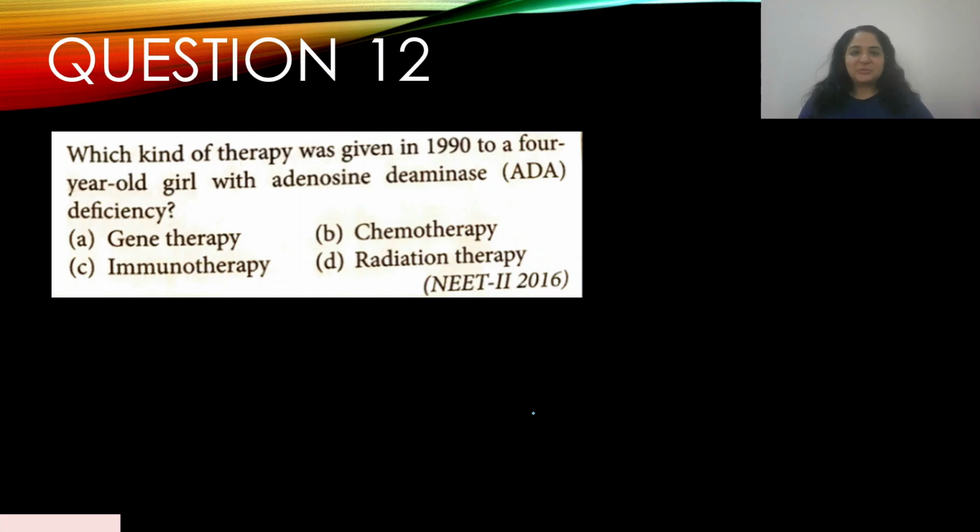Okay, so question number 12. Which kind of therapy was given in 1990 to a 4-year-old girl with adenosine deaminase deficiency? This appeared in NEET 2016. We already discussed this briefly, right? A, gene therapy, B, chemotherapy, C, immunotherapy, D, radiation therapy. The correct answer is A, gene therapy.